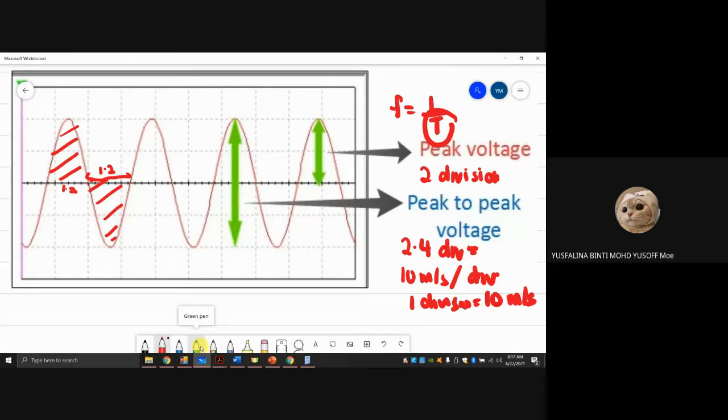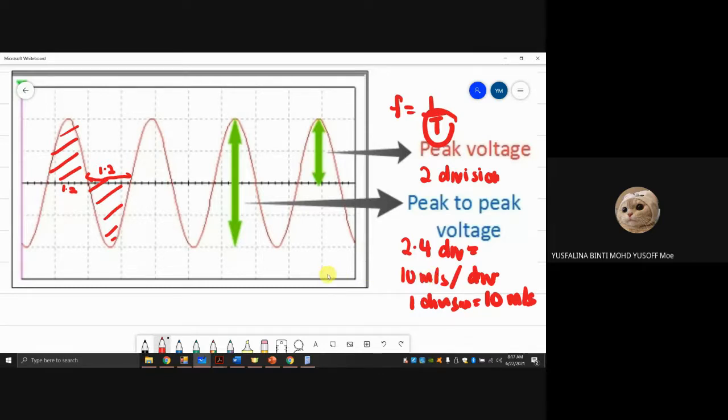Junyuan, Kester, Vandip, Ziking, can you understand this one? When he said 10 millisecond per division, how did the teacher get it? The teacher read from the note there. So 10 millisecond per division means one division is equal to 10 millisecond.